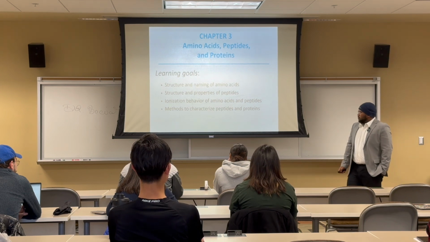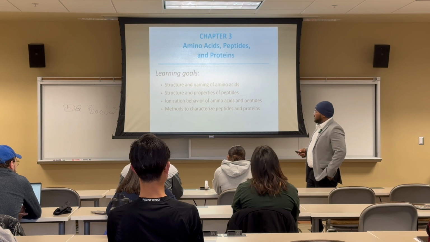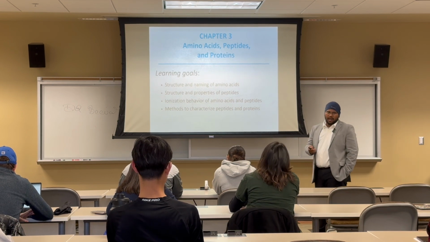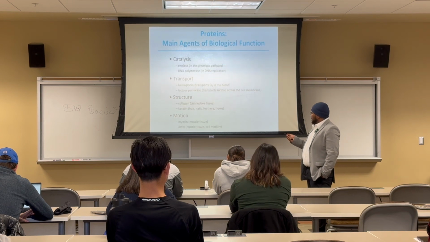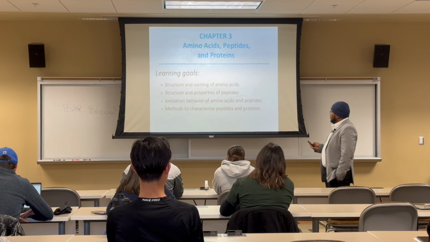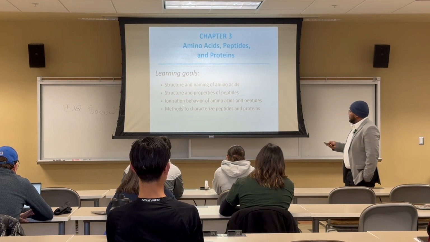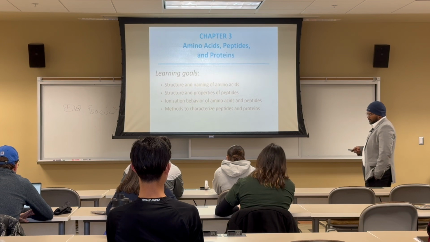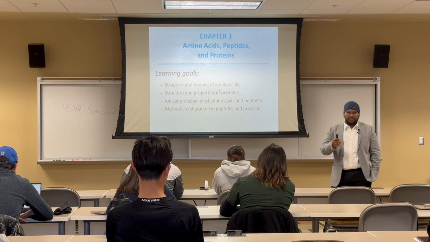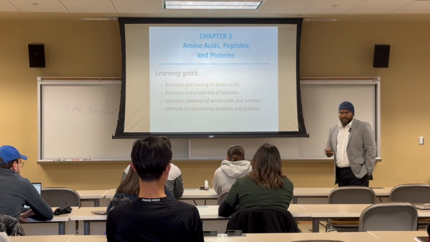This chapter includes the structure and naming of amino acids. We'll discuss how different amino acids are structurally different in terms of their R group. Second, we will discuss the structure and properties of peptides. As you know, amino acids polymerize to form peptides, right? Third is the ionization behavior of amino acids. You might have seen that amino acids react differently when present at different pH. We will learn about the isoelectric point.